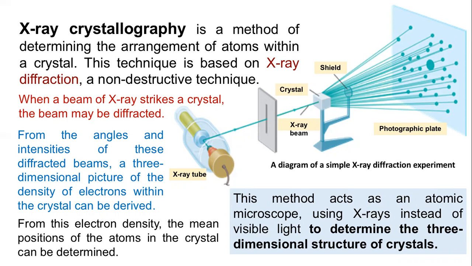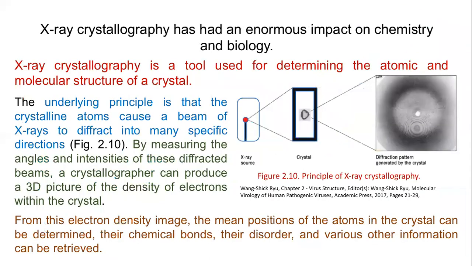And this works as an atomic microscope where we are using X-rays instead of visible light to determine the three-dimensional structure of crystals. So this is the whole arrangement of X-ray crystallography. You have an X-ray tube, then a filter which will filter the X-ray beam, and the monochromatic rays fall on the crystal, and from there it gets scattered. Constructive interference, you have your photographic plate which takes up all the patterns, and by using computational methods, we can read the pattern and come to a conclusion where we can have the three-dimensional structure of the whole matter.